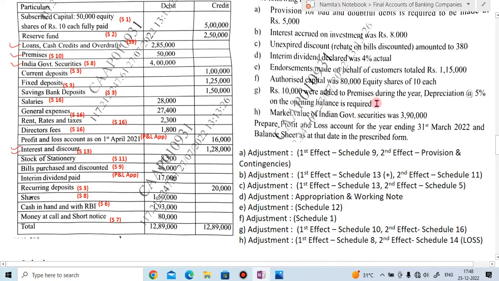Now here in adjustment number G, there are 2 hidden adjustments. First is what? 10,000 were added to the premises during the year, and depreciation at 5% on the opening balance. Now this adjustment will be where? First effect in schedule number 10, second effect in schedule number 16.